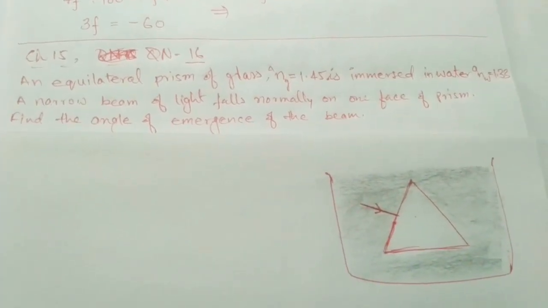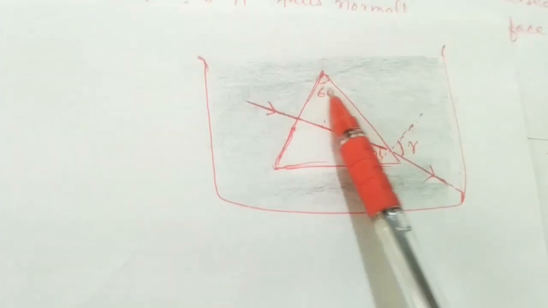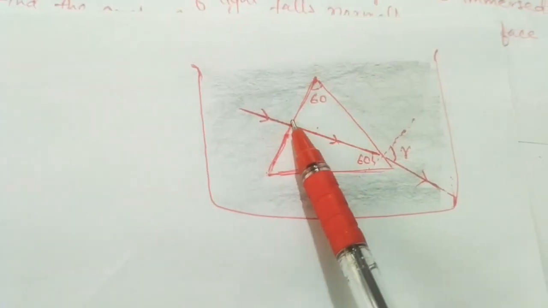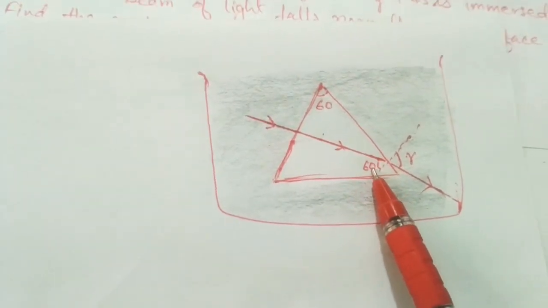Let's draw further where the ray will go. On producing further, since the prism is an equilateral prism, this will be 60, this will be 90, so this will be 30, and the remaining angle is 60.